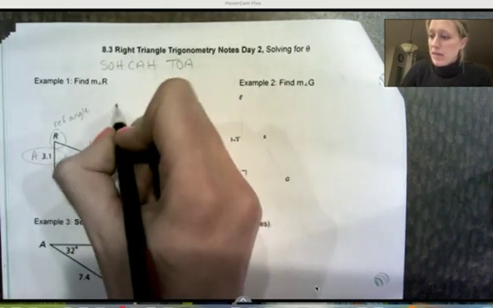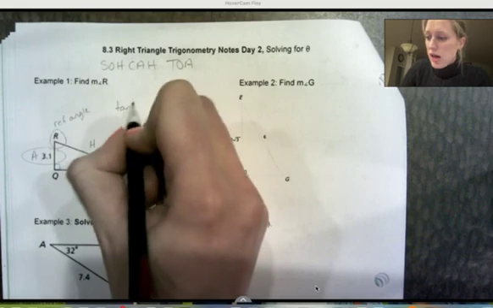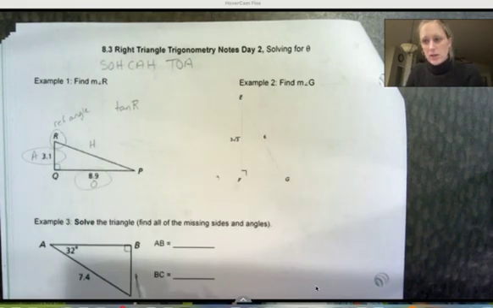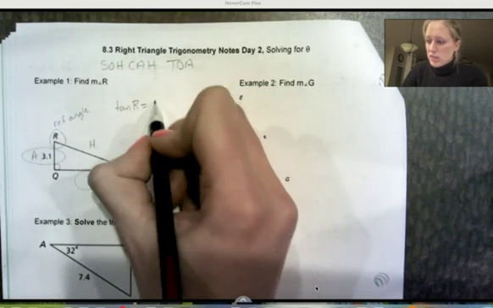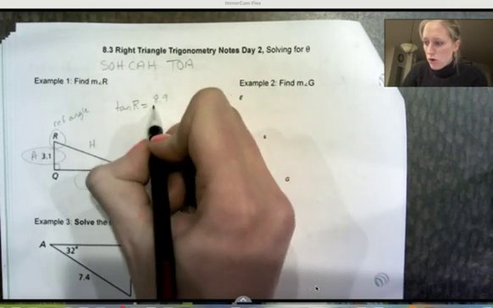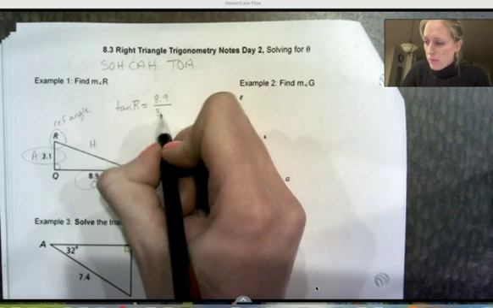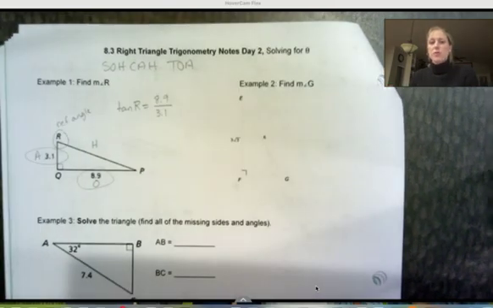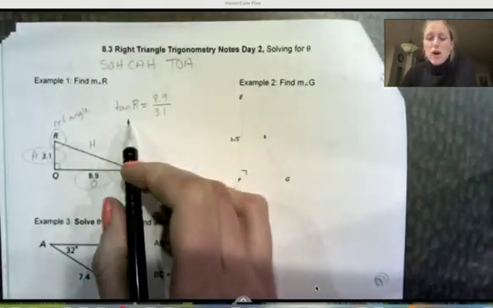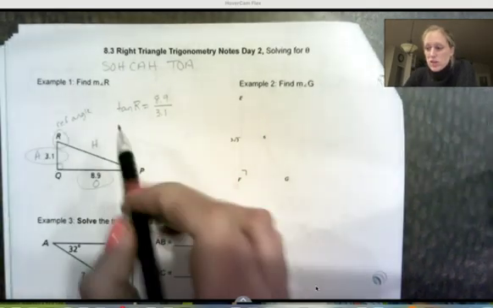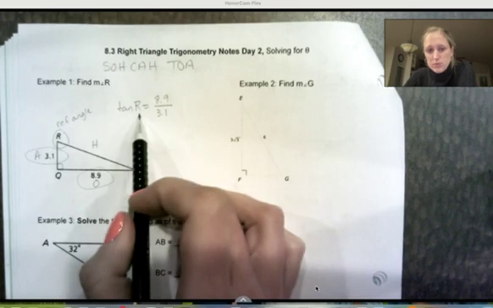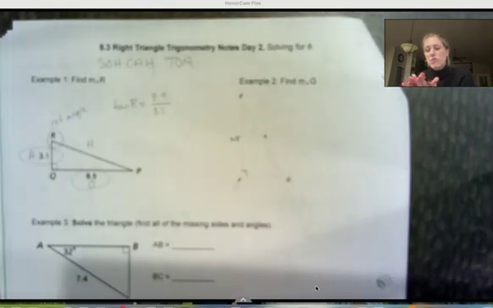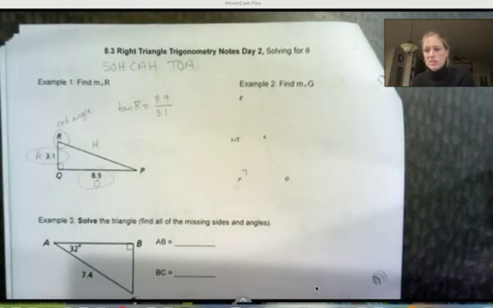So we're going to set up that same equation. Tangent, I don't know the angle, so that's my unknown. And tangent is always opposite over adjacent, so that's going to be 8.9 over 3.1. Now you might say, we want to get R by itself, so how do I get rid of tangent? We are not dividing by tangent here. This is not multiplication. This is saying the ratio of angle R is this side over this side.